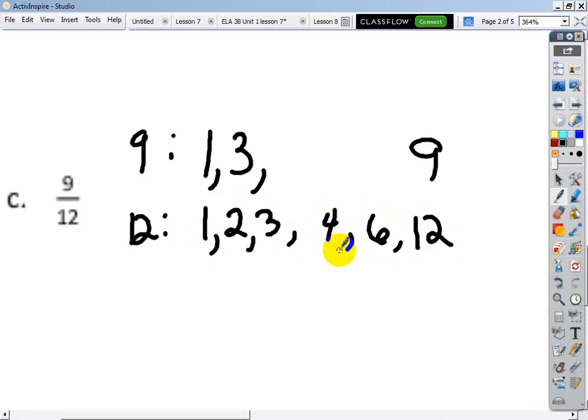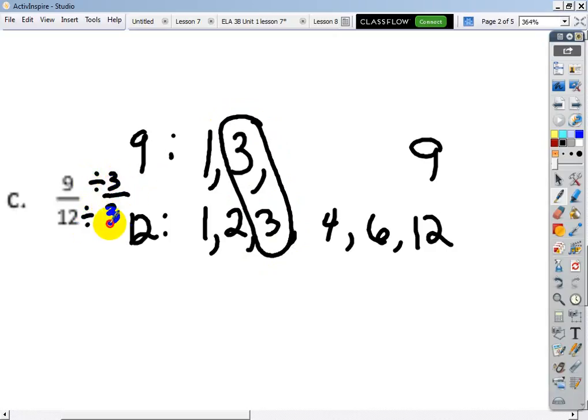Okay, so the factors of 9 are 1, 3, and 9. Factors of 12 are 1, 2, 3, 4, 6, and 12. What's the biggest one they have in common? Well, the only one they have in common is this one right here, so the 3. Since it shows up in both of them as factors, we're going to divide them both by 3. And that should take us down fast. Okay?